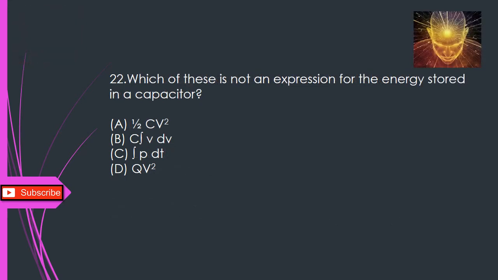Which of these is not an expression for the energy stored in a capacitor? A. B. C. D. Correct option is A. Energy stored in a capacitor is 1/2 C V square.